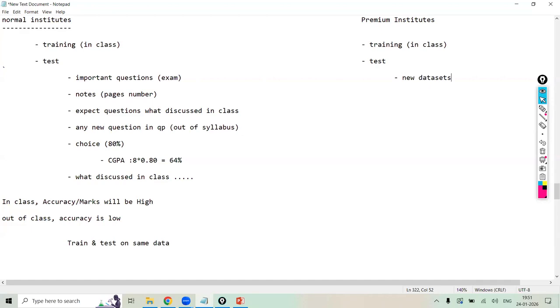But how many will really do it? That is the point now. How many will apply on the new data sets which are not discussed in the class? That is the actual point. Getting the data is not the actual point. How many will do after getting the data? That is the point to be underlined.